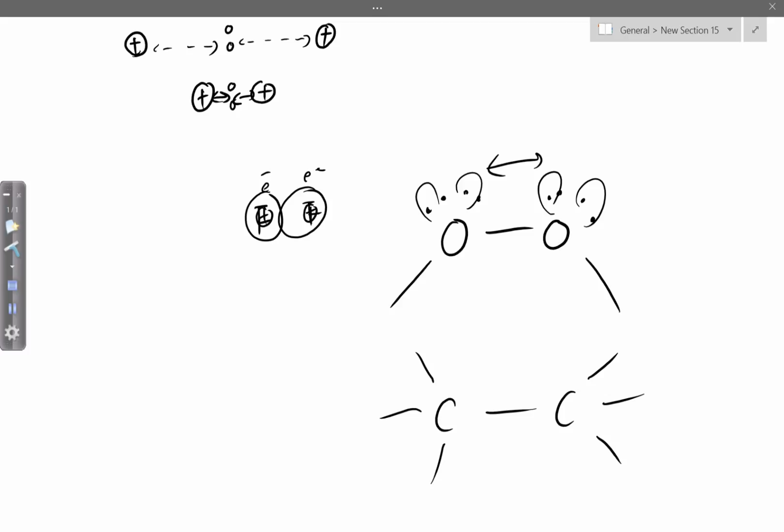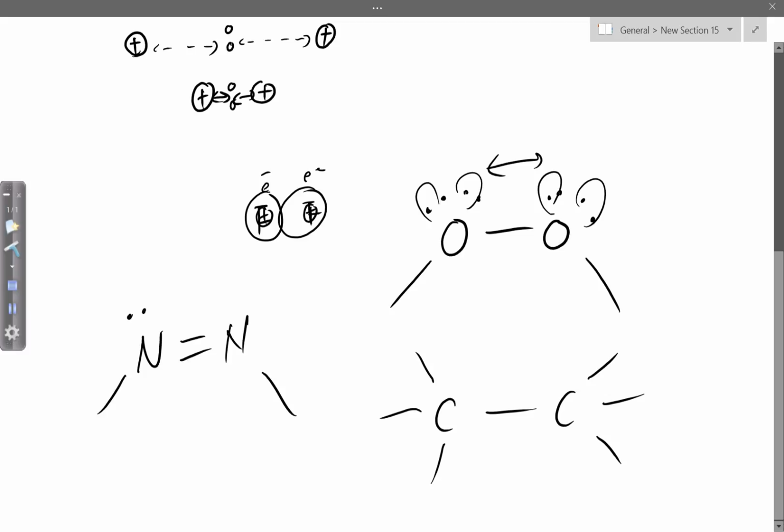Another trend you should see is that if you compare a C-C bond with an N-N bond, the C-C bond is stronger. Now if you compare a C=C double bond with an N=N double bond, again the C=C double bond is stronger. Why? Because there are still lone pairs. The N=N double bond adopts this structure, so there is still repulsion.